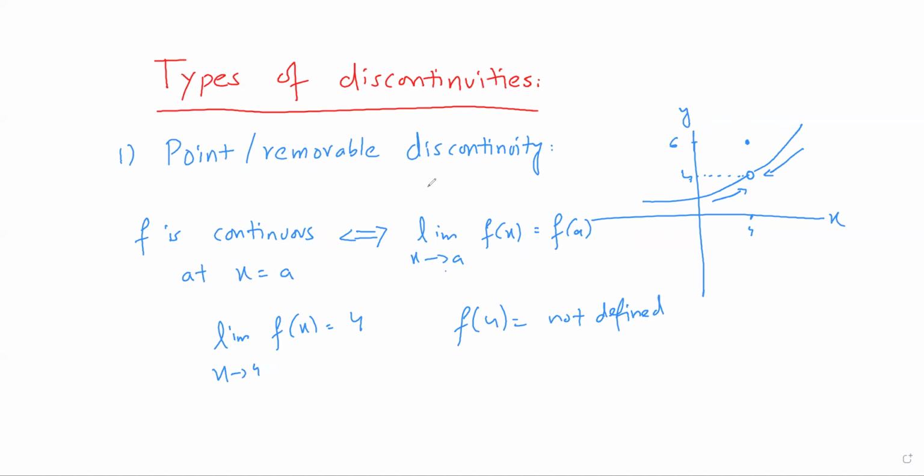Okay, so this is the first type of discontinuity. Removable means that you can remove this discontinuity if you redefine the function at 4, so that f of 4 is equal to 4. If you redefine it like this, then the function becomes continuous.